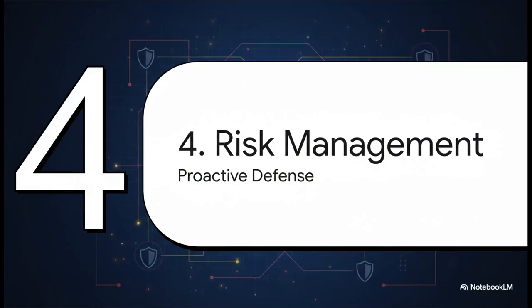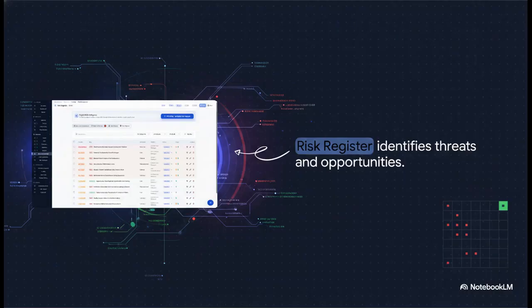Moving to Section 4, Risk Management. This is your proactive defense. Look, a premium project plan isn't just a fantasy about what will go right. It has to mathematically account for what could go wrong. PM Molly's AI actively scans your project's context, your industry, and your constraints to proactively fill out the risk register. It spots both threats and opportunities, scoring them right on a 5x5 probability and impact matrix.